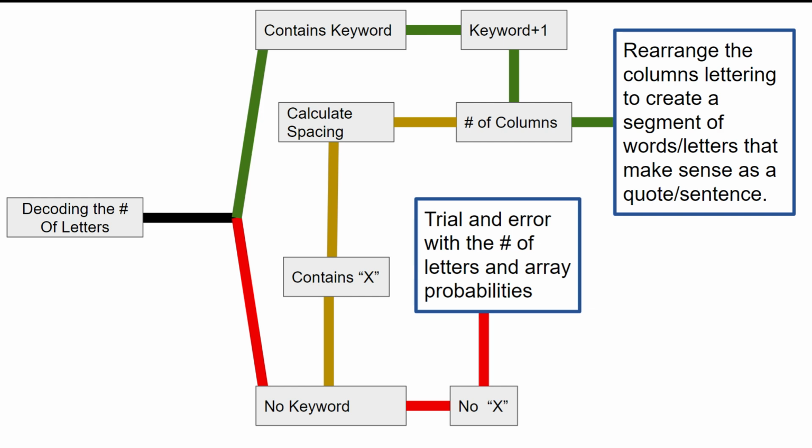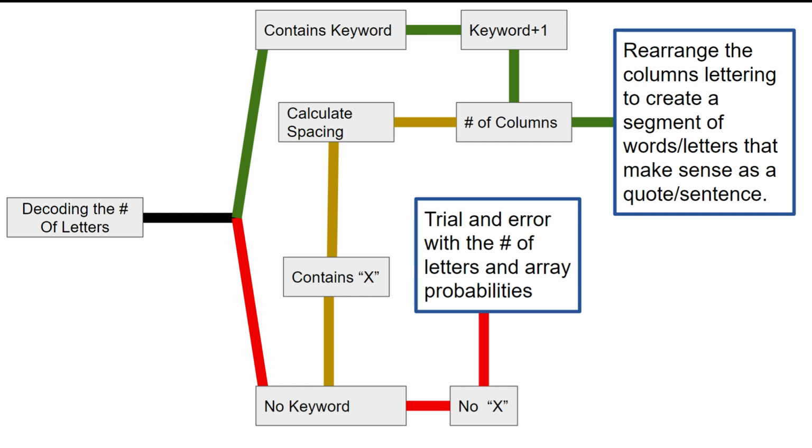Next, let's look at the intermediate way to solve the cipher. We are going to start off with decoding the amount of letters, like always. Then we will see that we have no keyword, so that's the red path we're on right now. If we do not have a keyword given to us and we have an X in this cipher, this will let us calculate the spacing between the characters so that we can figure out how many columns there are.